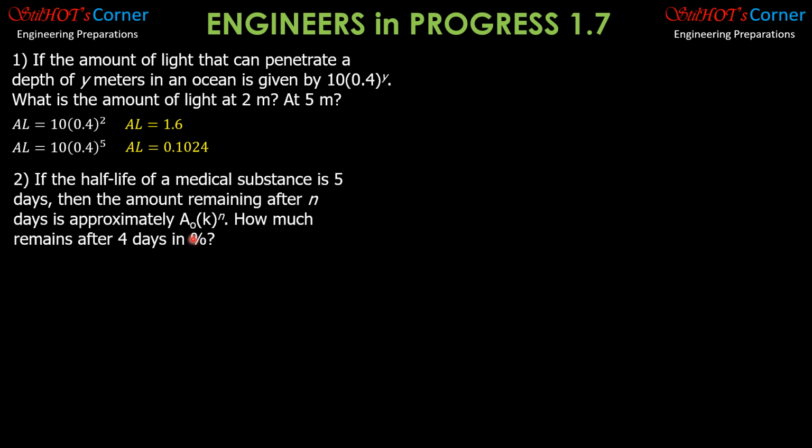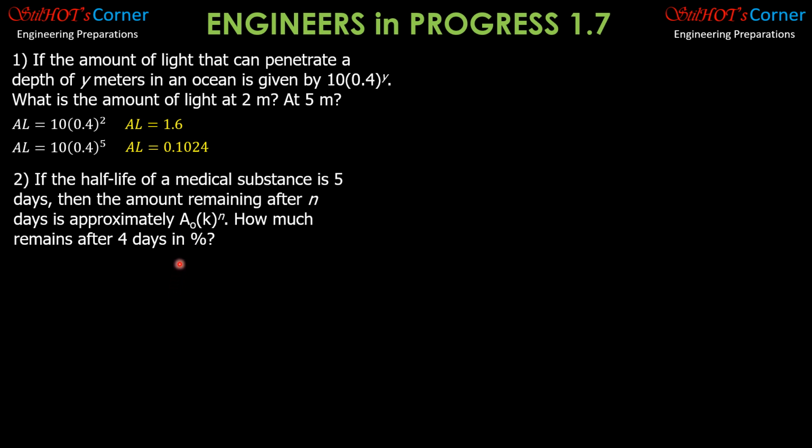If the half-life of a medical substance is 5 days, then the amount remaining after n days is approximately A sub O times quantity K to the n. How much remains after 4 days in percent? So half-life is 5 days, so in 4 days, the amount remaining in percent should be greater than 50%, where AO is the original amount.